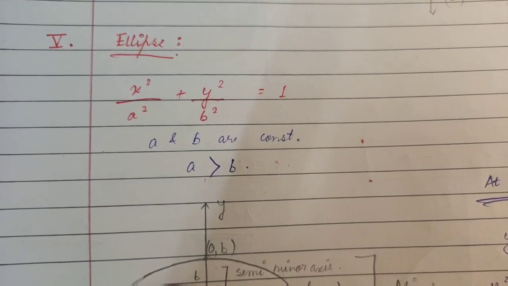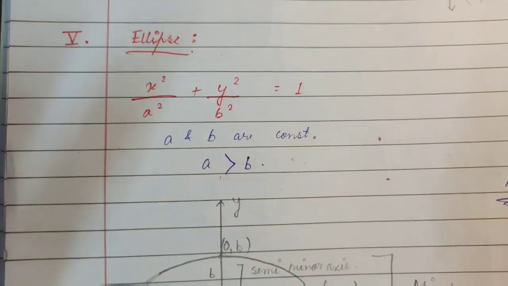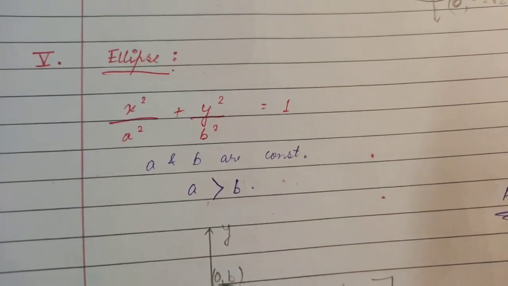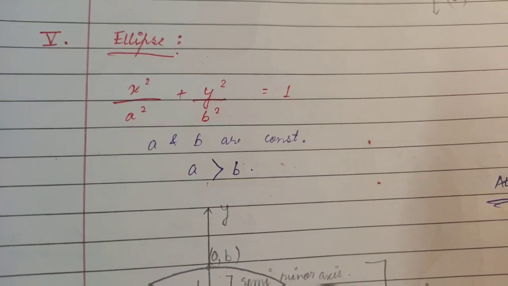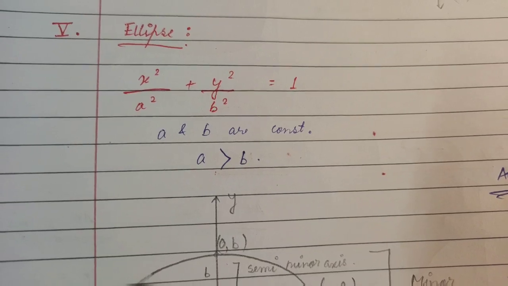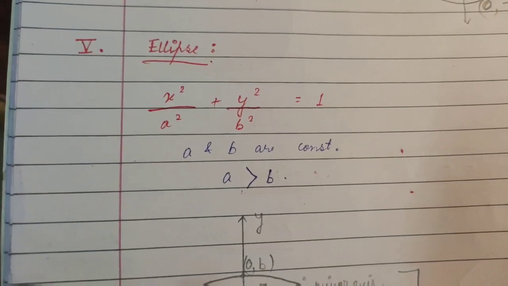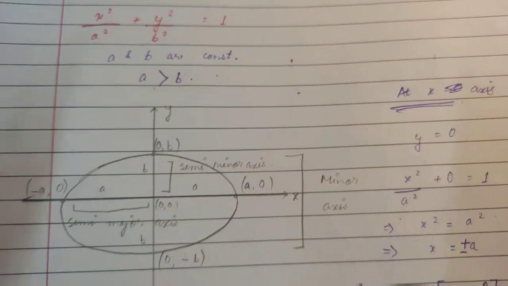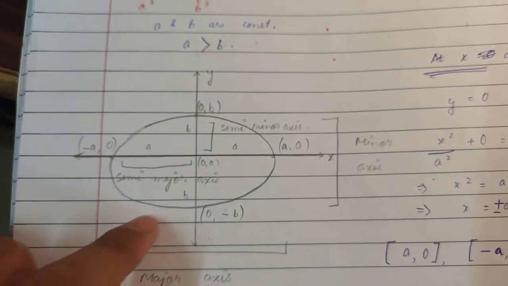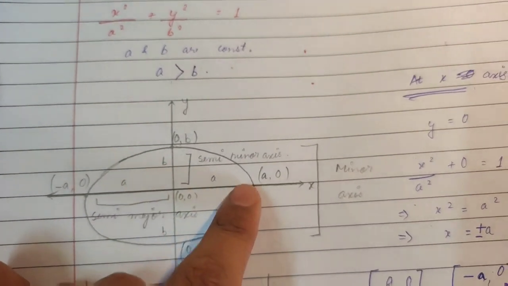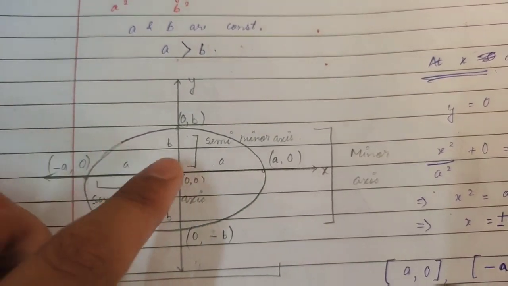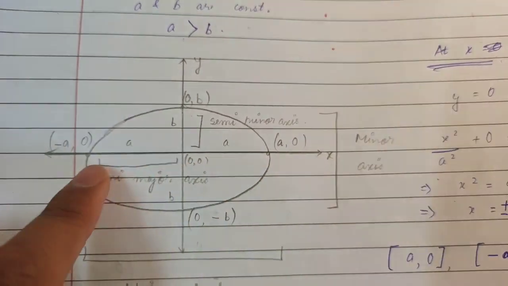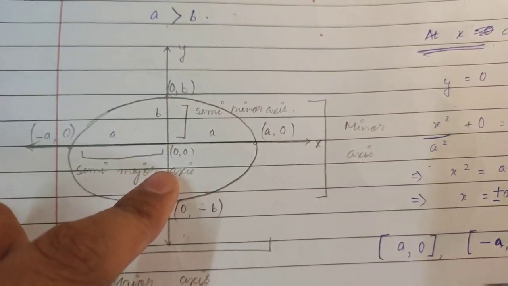Now the next type of graph is the ellipse. Its general equation is x²/a² + y²/b² = 1, where a and b are constants. Let us see the first case where a is greater than b. We take the points (a, 0), (−a, 0), (0, b) and (0, −b). These two lengths will be a and these two lengths will be b.